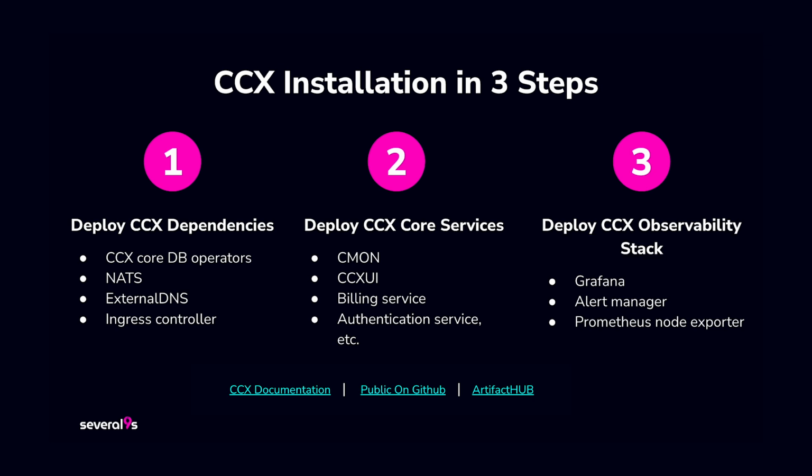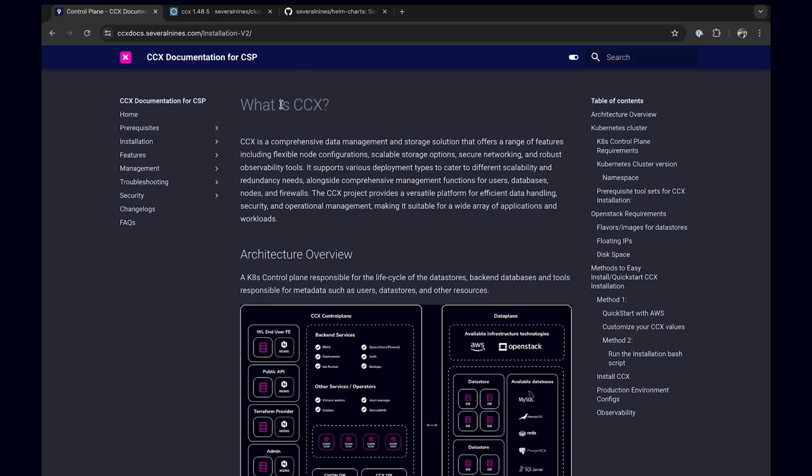All of these can be deployed on Kubernetes. The steps are available in our documentation, and the Helm chart is available on GitHub. We've also added the Helm chart on Artifact Hub for easy access. You can find all the links in the description of this video.